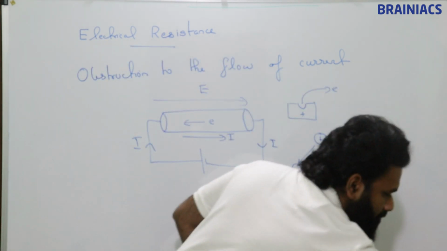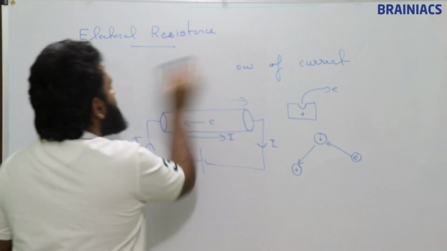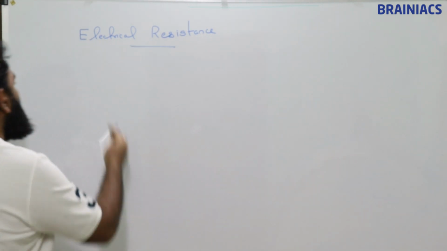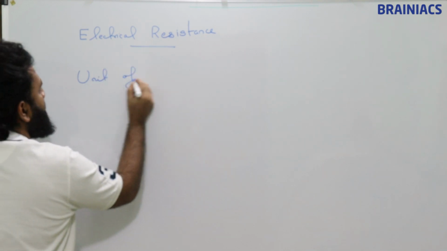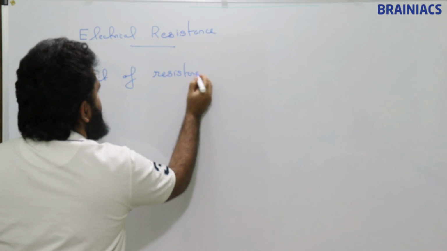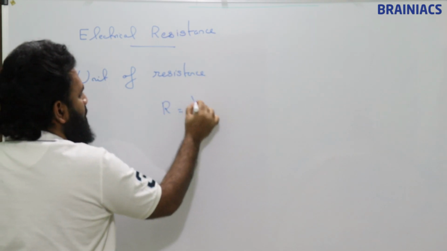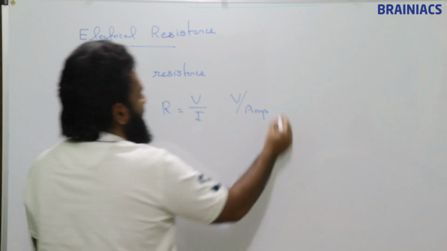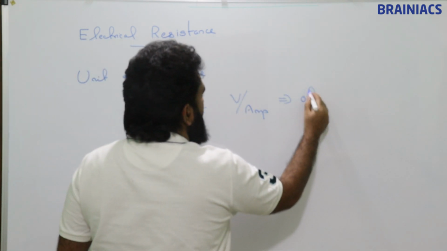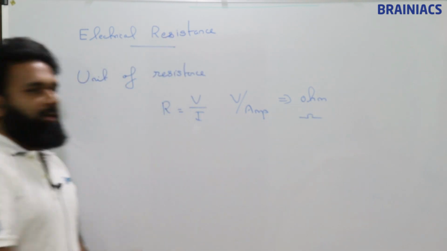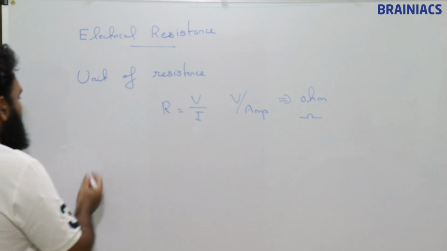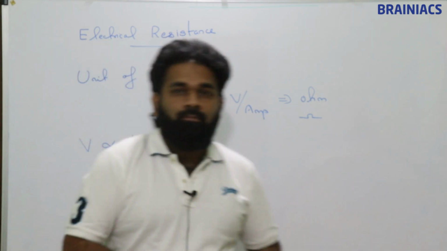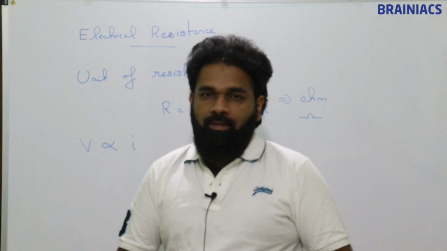Now we will see the unit of resistance. R is equal to V by I. In this way we can say this is volt per ampere, and this unit is nothing but ohm. We represent it like this. Now, when V is proportional to I, how much potential difference we are giving, that much current flow will be there.